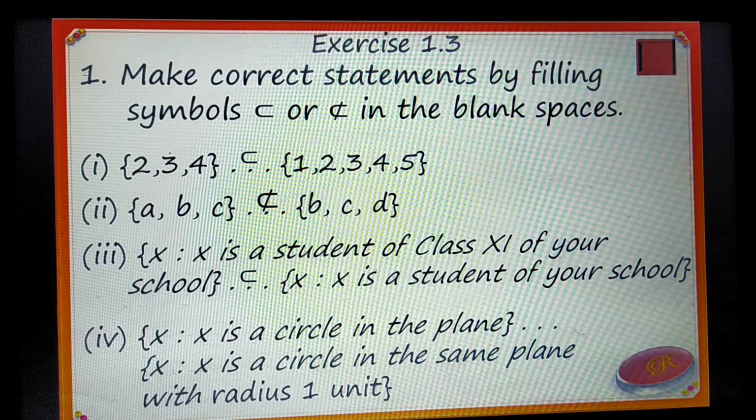Number 4. The set of all x such that x is a circle in the plane, dash, the set of all x such that x is a circle in the same plane with radius 1 unit. Solution. The first set is not a subset of the second set because the elements of the first set are circles with different radii but the elements of the second set are circles with radius 1 unit.